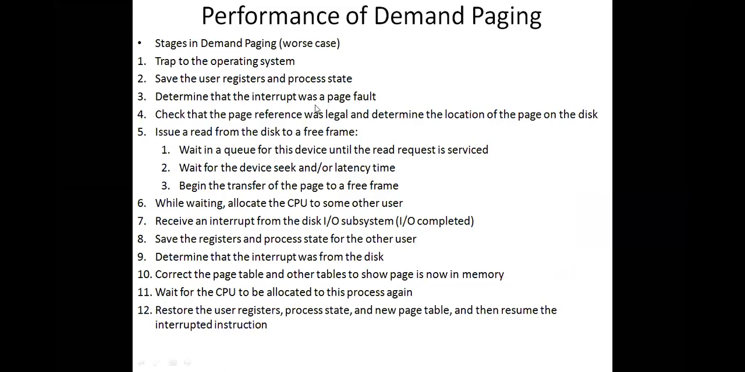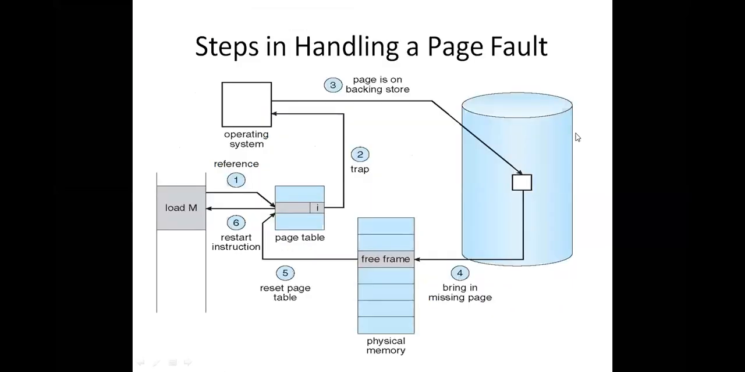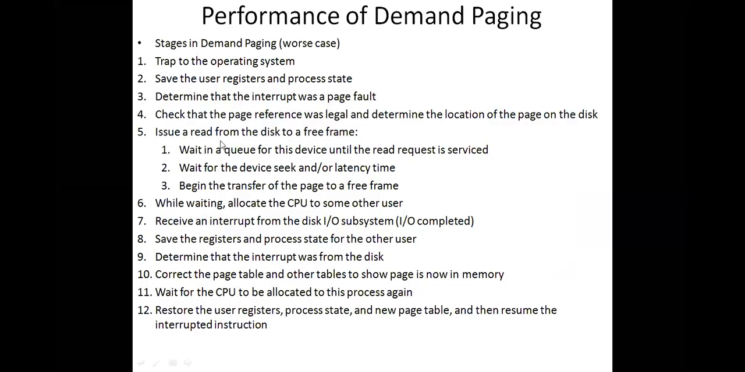And next, determine that the interrupt was a page fault. Yes, it is a page fault. Then check that the page reference was legal and determine the location of the page in the disk. So we need to check the location where the page is available in the disk. Okay, so issue a read from the disk. We need to read the disk for a page and copy it into the free frame. For that purpose it takes some time. Why? Because we need to take the required page from a disk, right? As a disk is a secondary storage device, it takes some time to copy or load the page from secondary memory to main memory. So wait in queue for this device until the request is serviced.